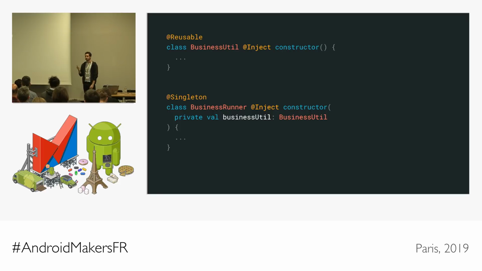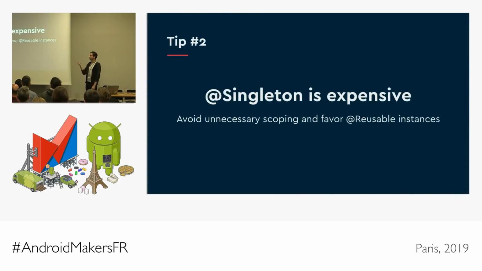But what's the point of this? The thing here is tip number 2. Singletons are expensive. There's a double-checked locking underneath to make sure that the instance will only be created once. So even though it's very simple to add scopes with Dagger, we should think twice and only do it when it actually makes sense. So if you're annotating things with singleton just to try to minimize allocations, it's probably a good idea to go with a reusable instead. That's the point.